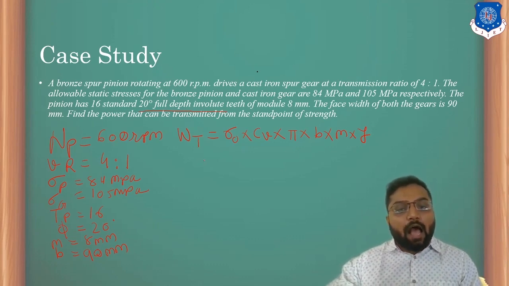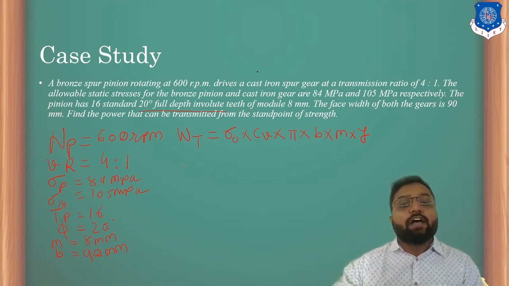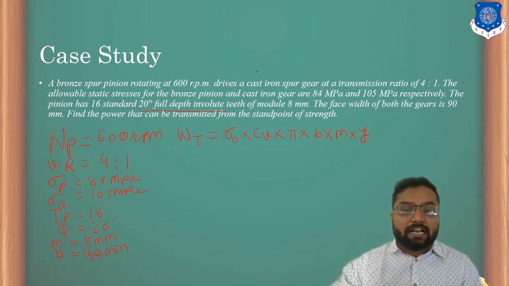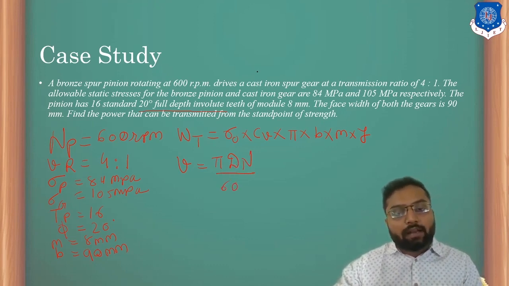Here our value of sigma 0 is either 84 or 105. I will tell you how to decide this value for both of them. CV is going to depend on the linear velocity of the gear or pinion. How are you going to find this linear velocity? The linear velocity is V equals pi d n by 60, where d could be dp or dg according to our equation.